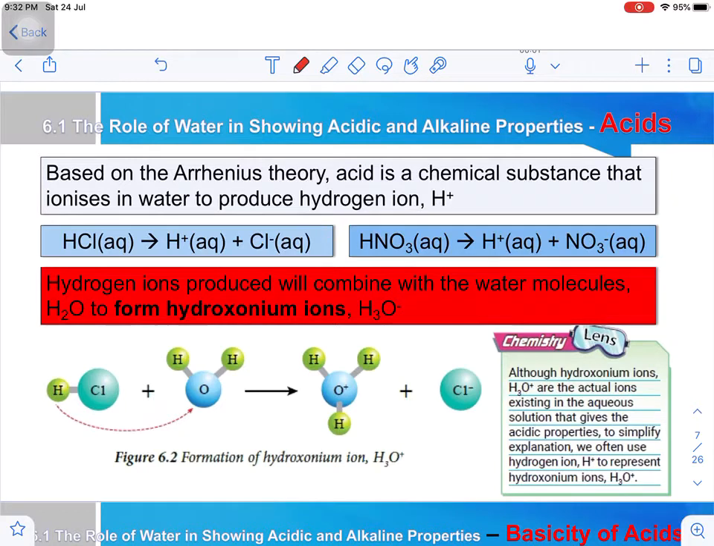Next. Based on Arrhenius theory, acid is a chemical substance that ionizes in water to produce hydrogen ion. So this is the definition of acid. Acid is a chemical substance that ionizes in water to produce hydrogen ion. So this one is definition.